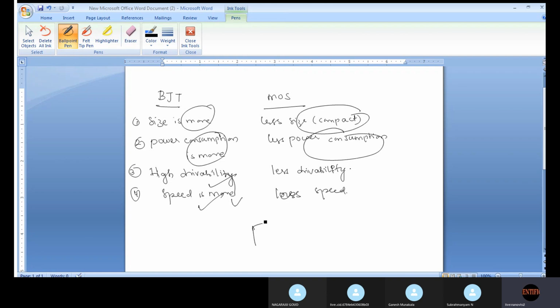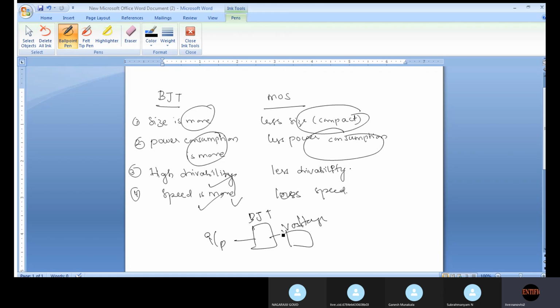What do you mean by drivability? Whatever the output is for the input. If you take this as a BJT device, this is the input, and it is producing some output voltage. With this output voltage, you are able to drive one more load.